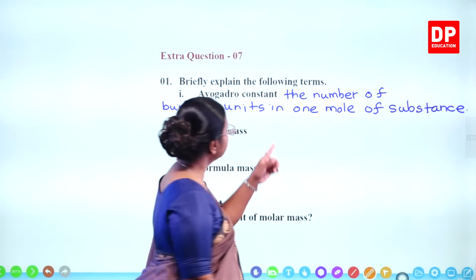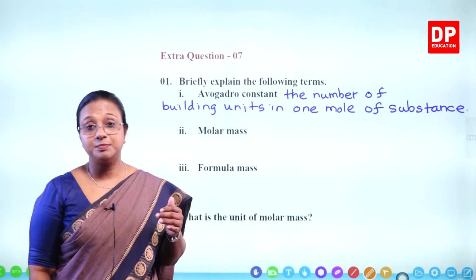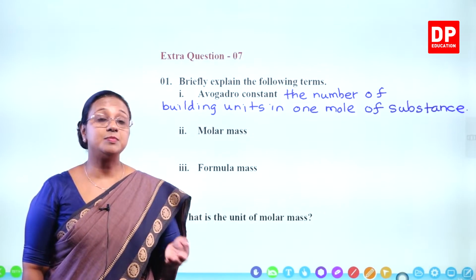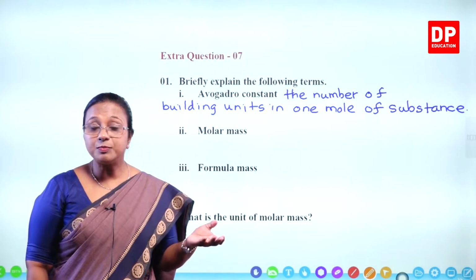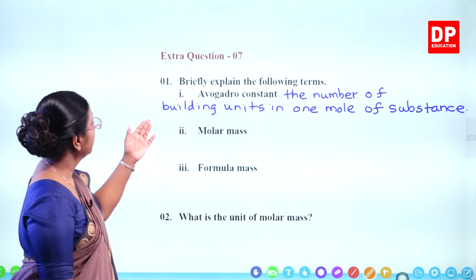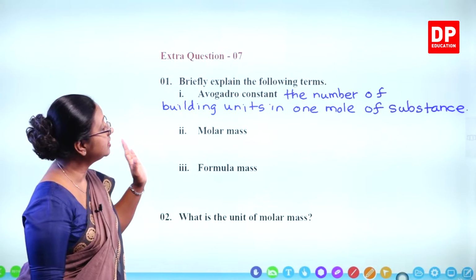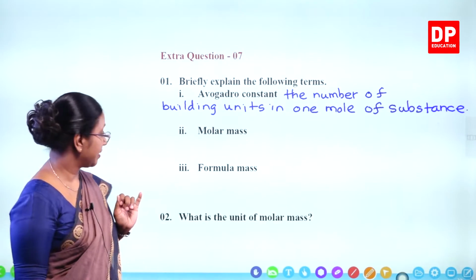So why do we use the term building units? Because it can be atoms or compounds. Again, it can be atoms of elements, molecules of elements, or molecules of compounds. So we say Avogadro constant, the number of building units in 1 mole of substance.